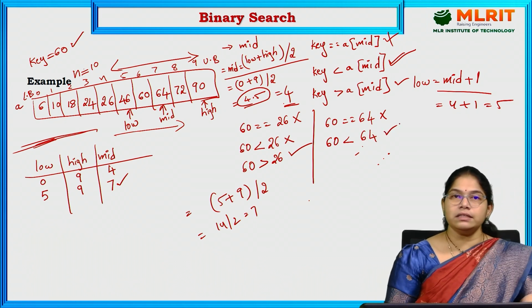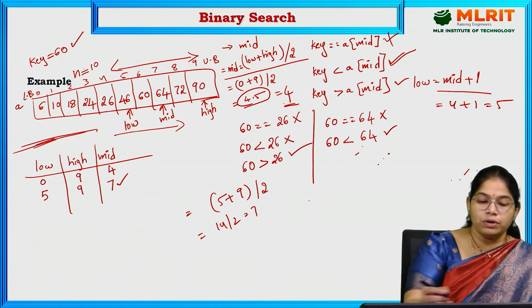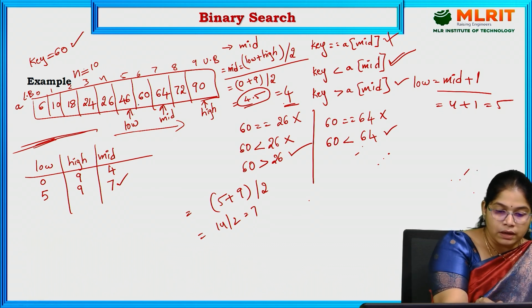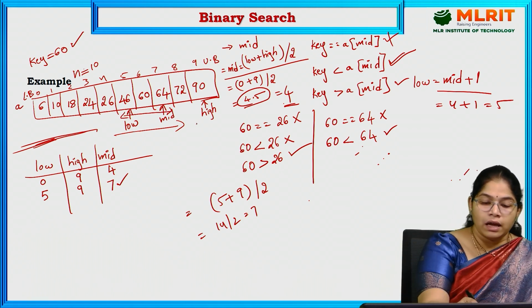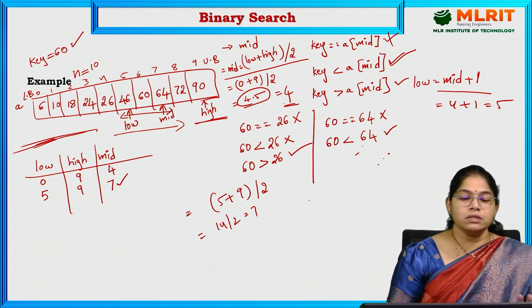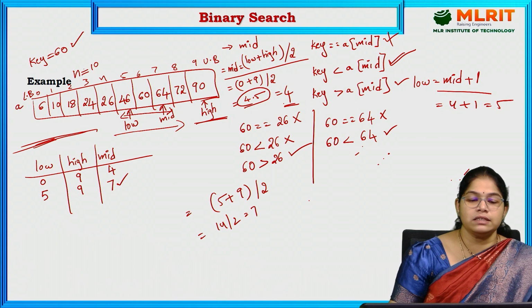60 is less than 64. Now the condition is true. If this condition is true, now my search space is not this. Now the search space is here. Now the search space is this. That means the key is not greater than 64, because I know the elements in this list are sorted.